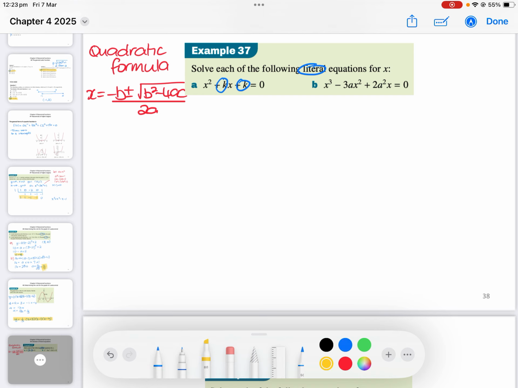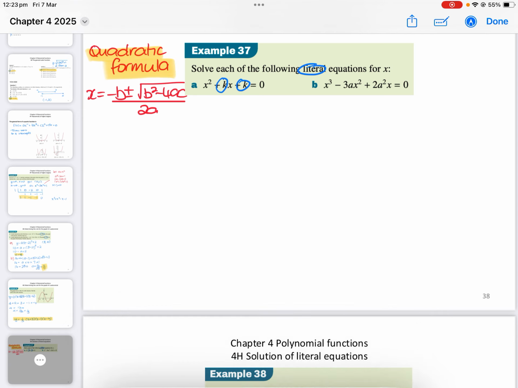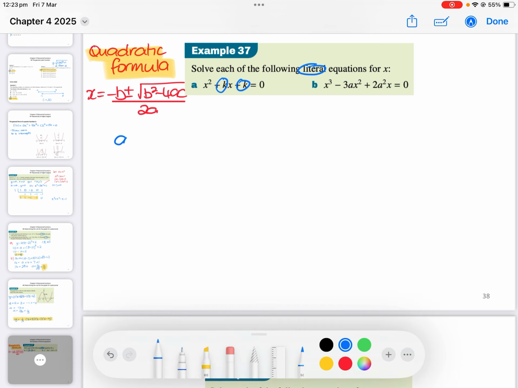You can see I've written the quadratic formula up here. We're going to use that to solve this equation in x. I'm going to say A is 1. A is 1. B is K. And C is K, because B is this letter and C is this letter.